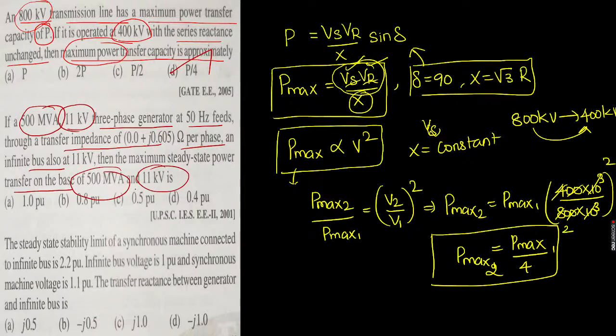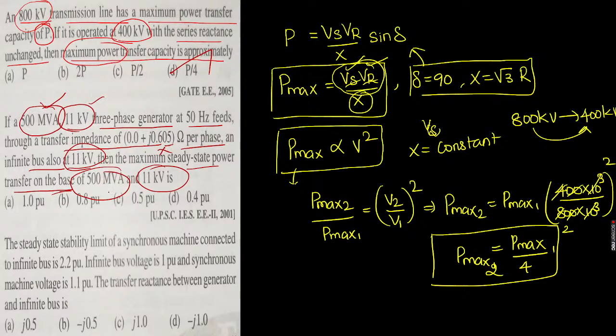What is the question actually? If you observe the question, the given rating is a 500 MVA, 11 kV, 3-phase generator, 50 Hz, feeding through the transfer impedance, the transmission line impedance. The reactance value is given per phase. The voltage at the infinite bus is the same 11 kV. Now the question is, what is the maximum steady state power transfer, how much maximum power will be transferred in steady state.